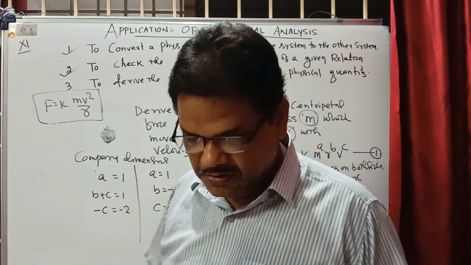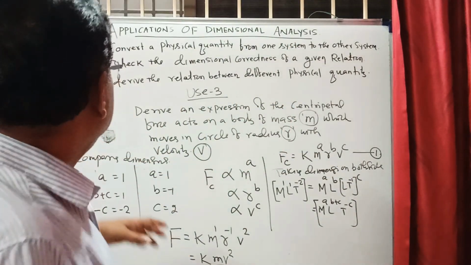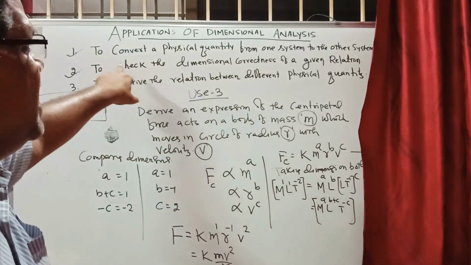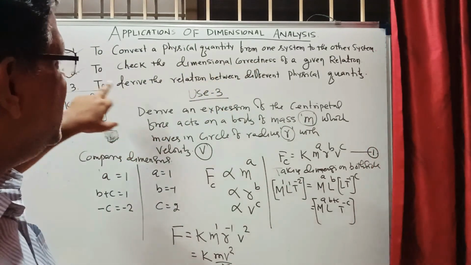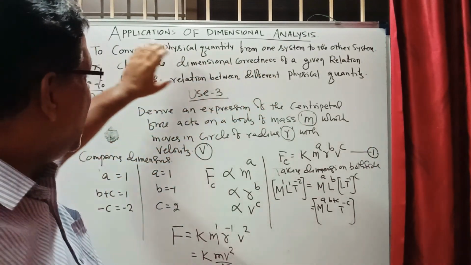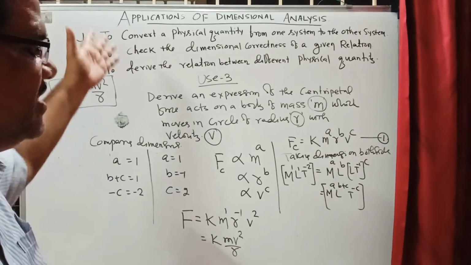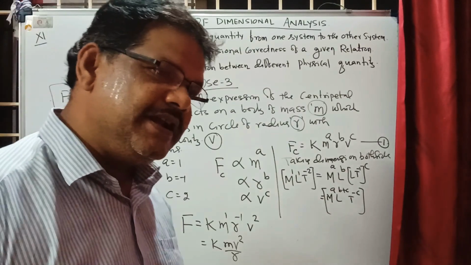This is all about the three uses: to convert a physical quantity from one system to another, to check the correctness of a given relation, and to derive a relation. Solve many questions based on these three uses, and then it will be practiced more.